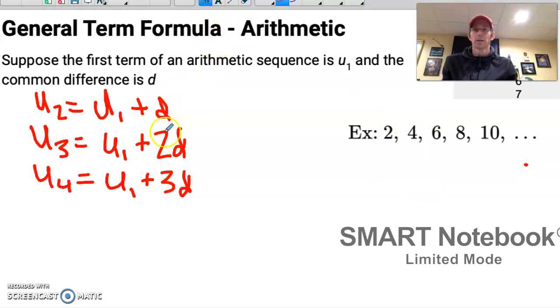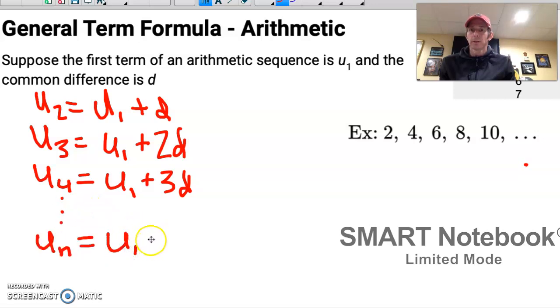So what we can kind of generalize is if I look at how many differences in relation to the term number, you notice this is one difference, term is 2. 2 differences, term is 3. 3 differences, the term is 4. I could possibly write a generic equation to find any term in the sequence based off of the first term and the fact that the number of differences is always 1 less than the number of the term I'm looking at.